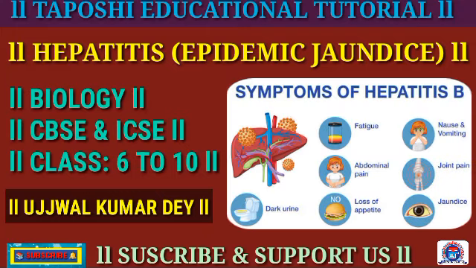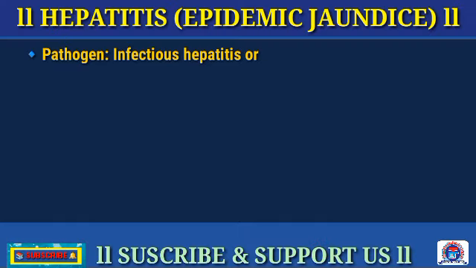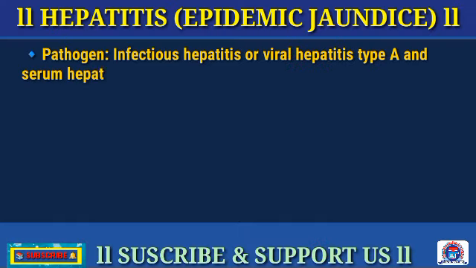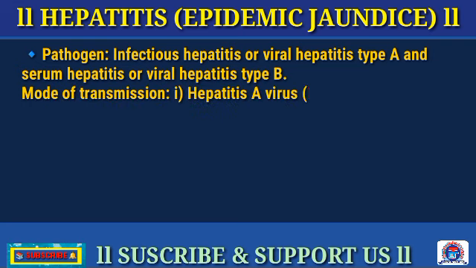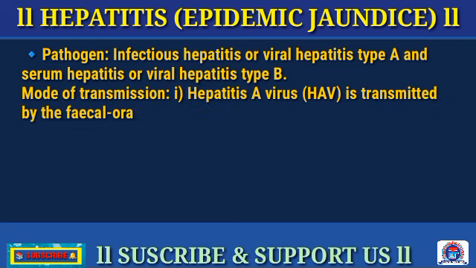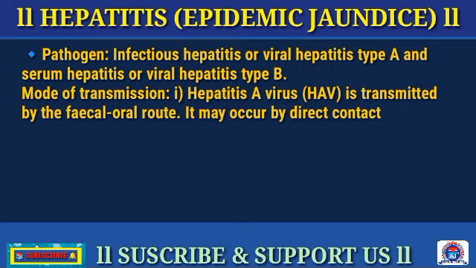Dear student, today my topic is hepatitis. It is an epidemic jaundice. Pathogen: infectious hepatitis or the viral hepatitis type A and serum hepatitis or the viral hepatitis type B.